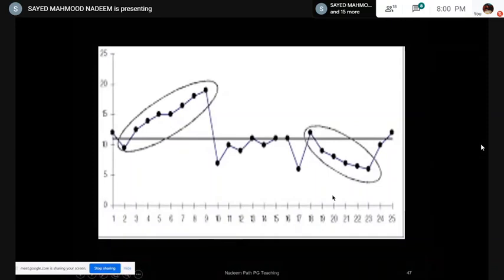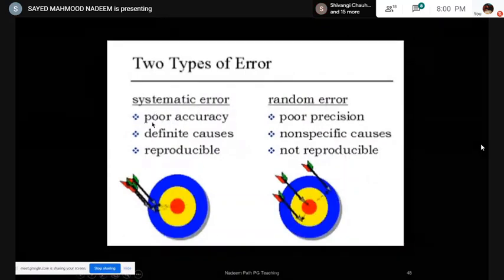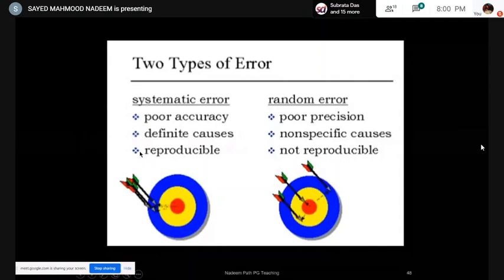So if you look at errors, we have systematic errors and random errors. Systematic error is because of poor accuracy. There's a definite cause, and it is reproducible and it can be corrected. Random error has a poor precision, it's non-specific, non-reproducible, and cannot be corrected.